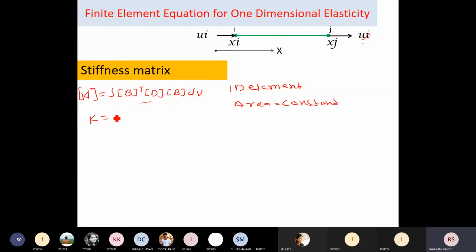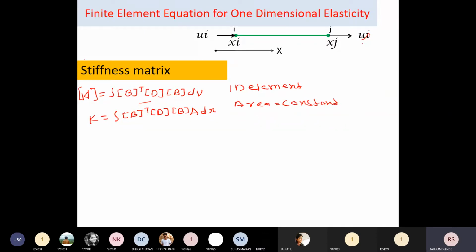K is equal to integration of B transpose D into B into dx, means volume integration will be replaced by length integration because area is constant.